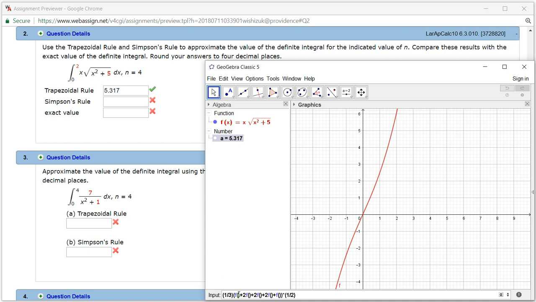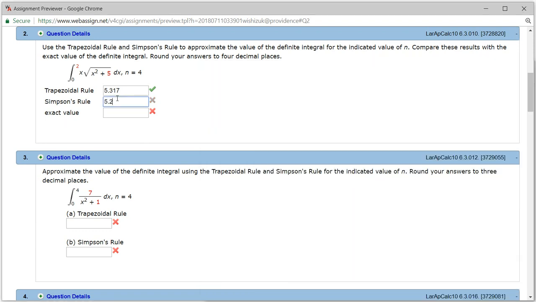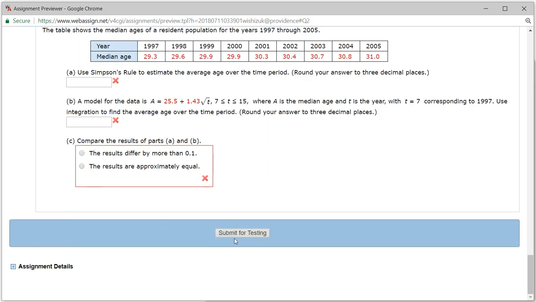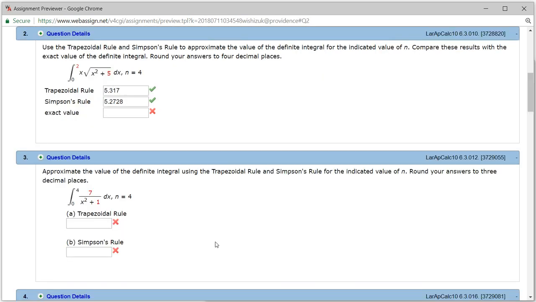Since this is Simpson's rule, we have to change that to 4 there. Then these numbers are exactly the same: 0, 0.5, 1, 1.5, 2. If you hit enter, we got this value, 5.2728. Let's check the answer. Submit for testing. It came back and looks like we got this one correctly.